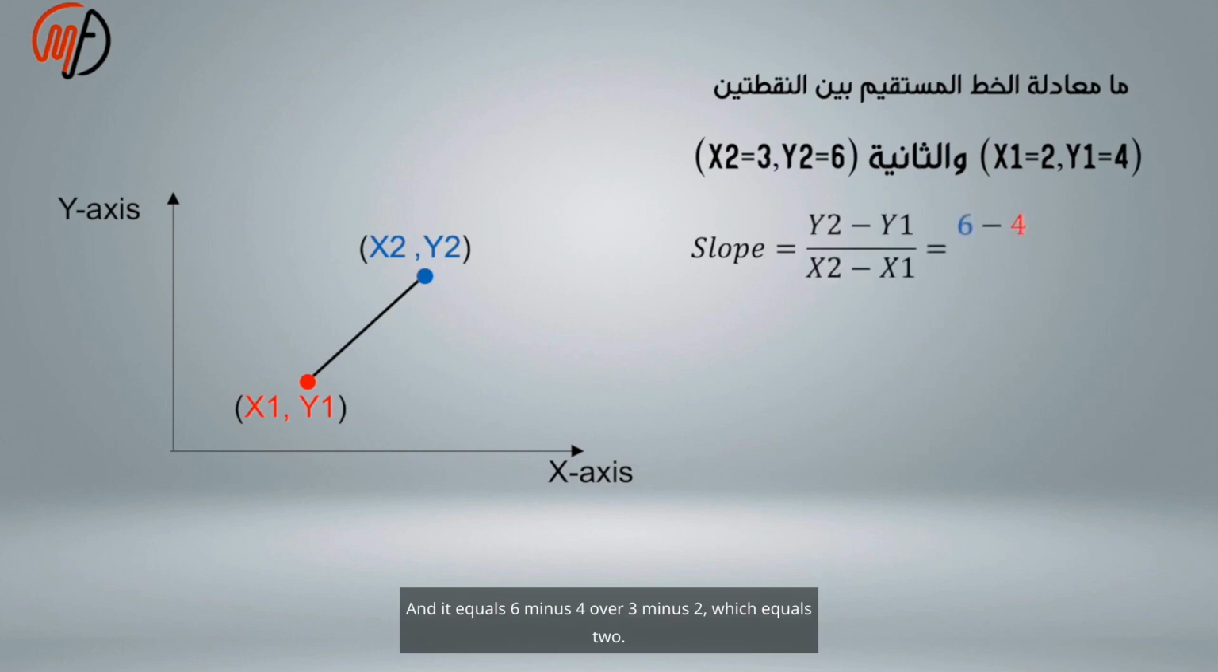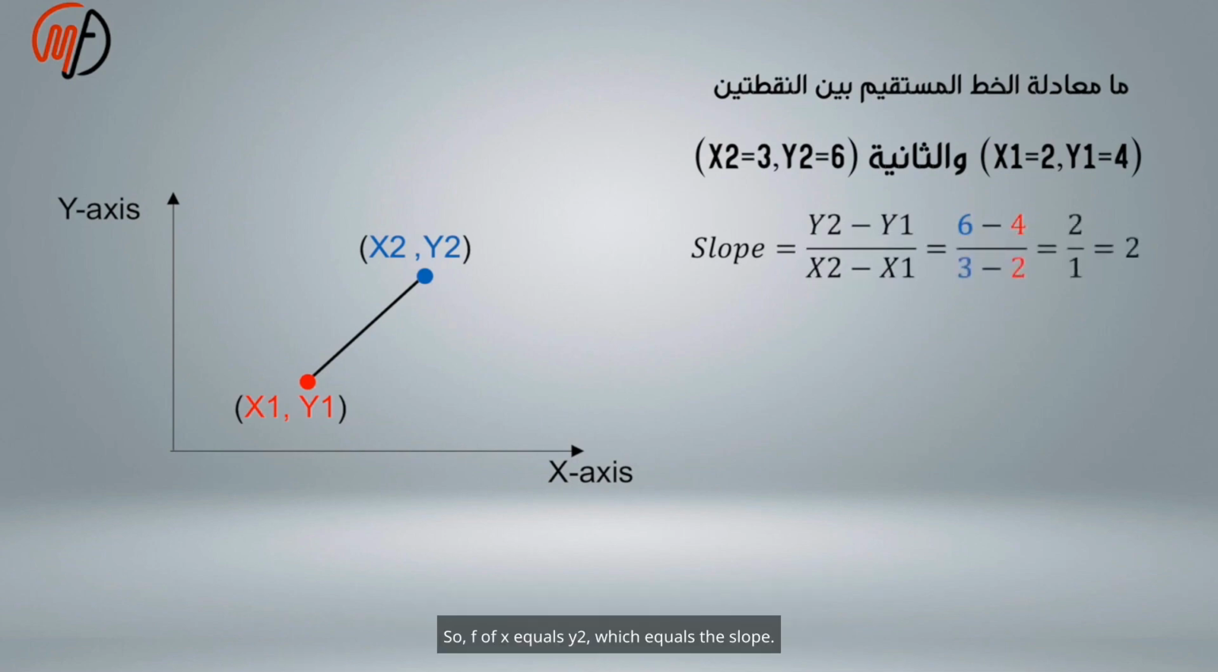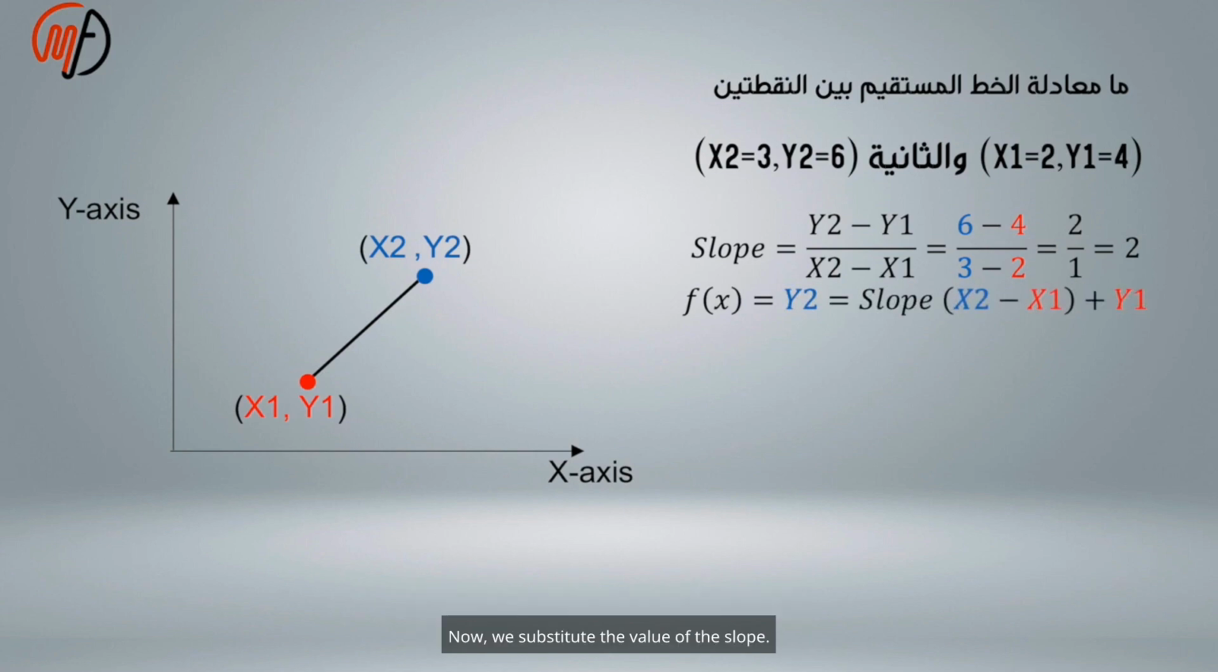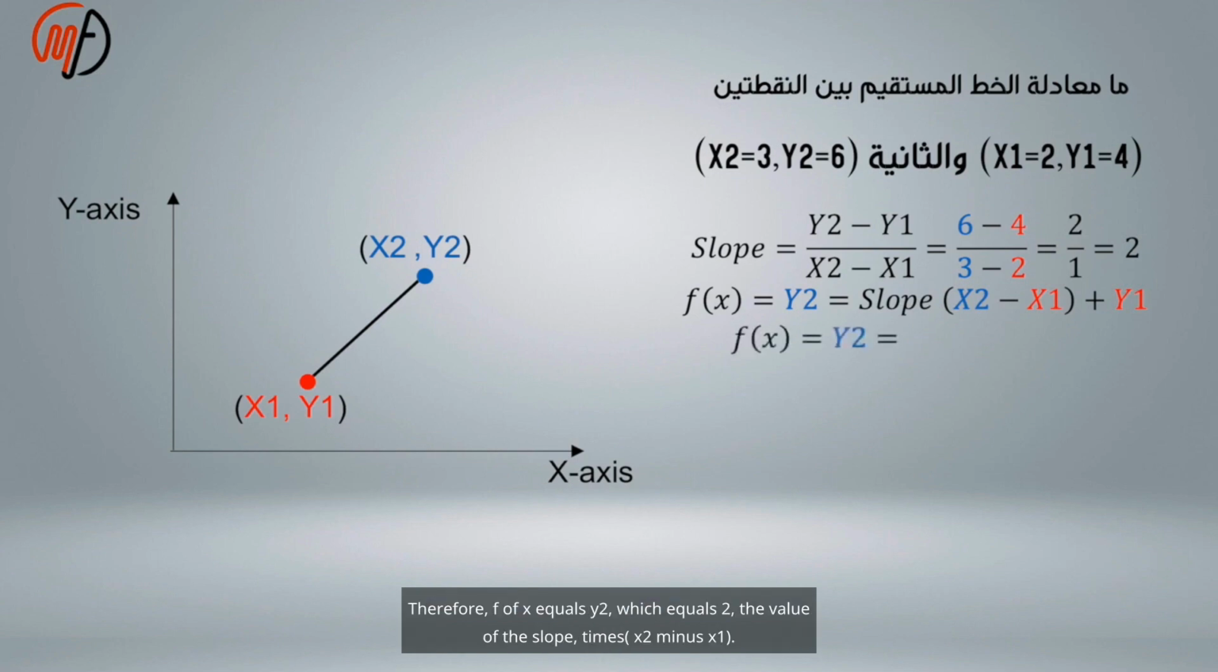And it equals (6 minus 4) over (3 minus 2), which equals 2. So the slope equals 2. This is the equation of the straight line: y equals the slope multiplied by (x minus x1) plus y1. Now we substitute the value of the slope. Therefore, y equals 2, the value of the slope, times (x minus x1).